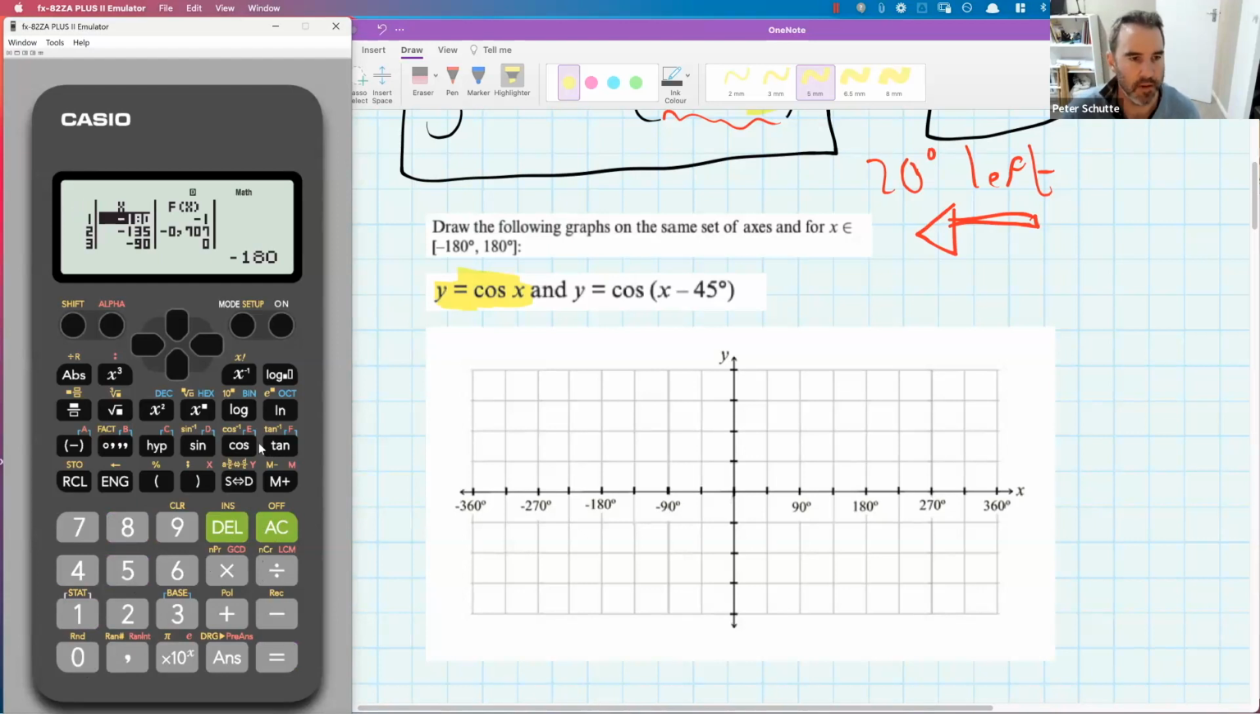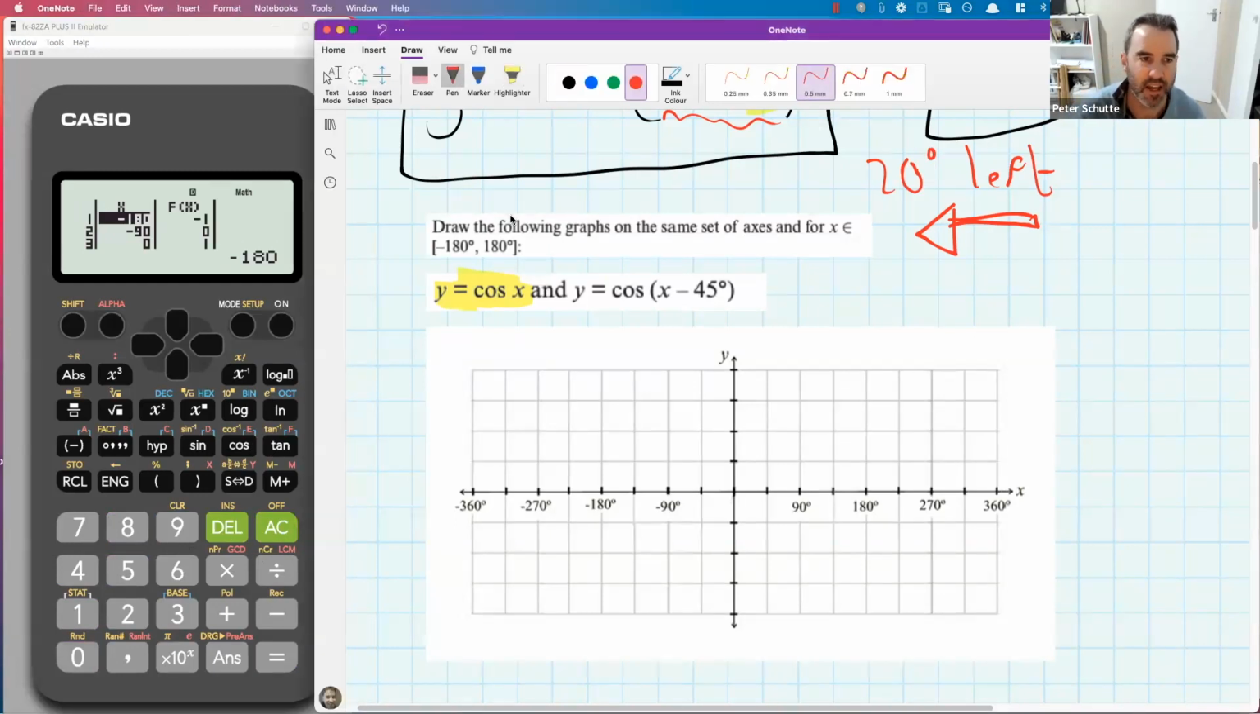Actually, you know what? Let me go back to 90. I lied. Let me go back to this. So x equals minus 180 to 180, and let's make the step size 90. Okay, so not very interesting, I guess.